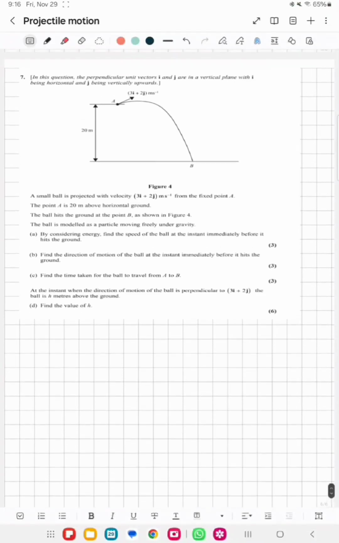Hi everyone, I'll be doing this projectile motion question for you guys. This is from a past paper, it's from Mechanics 2. It's an Edexcel paper from 2023 June.